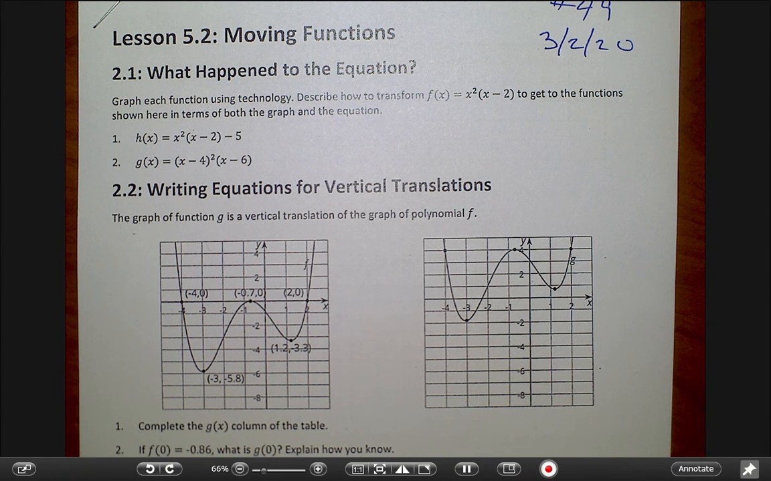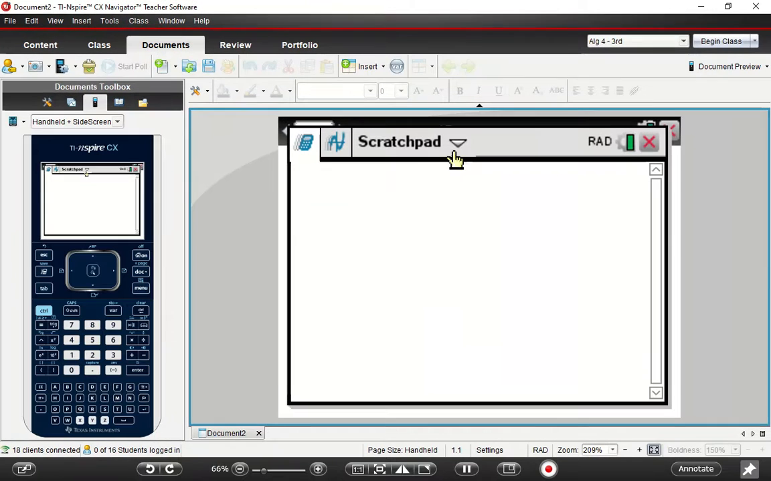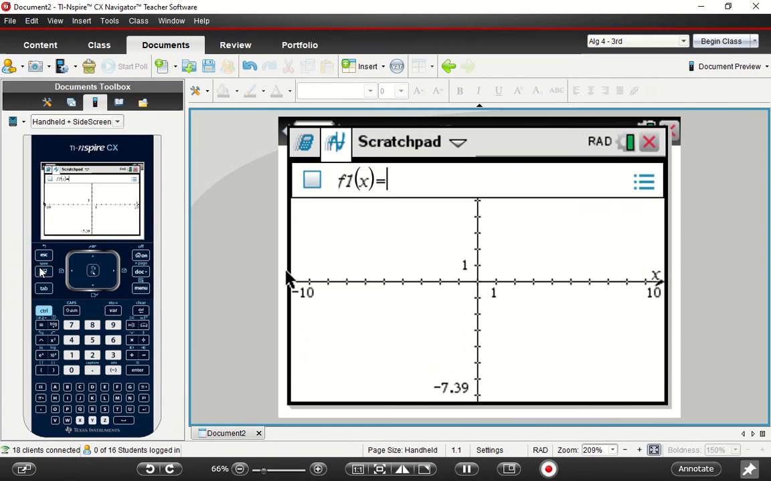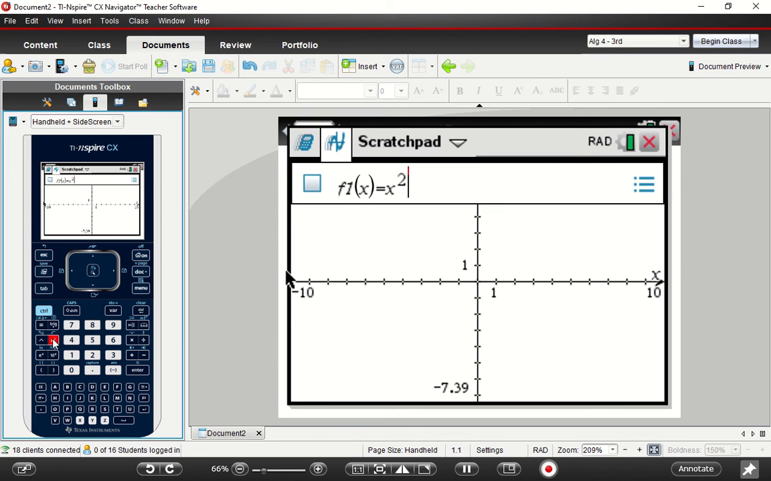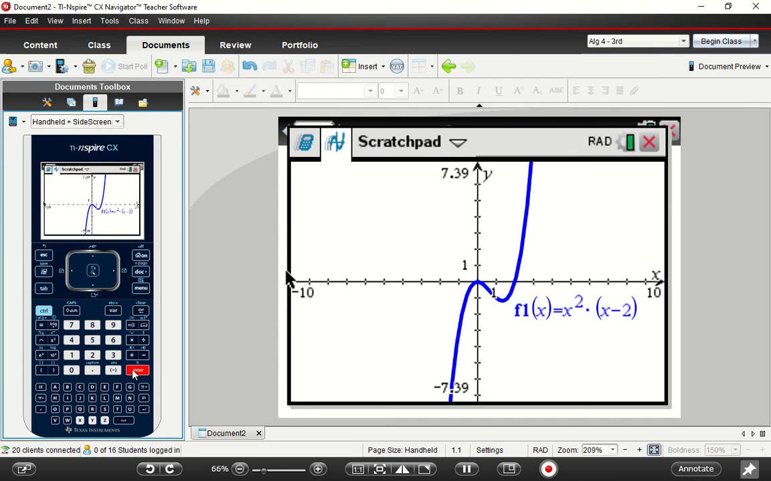So in the calculator, we're going to take a look at my graph right here. We're going to start by entering the first function, f of x. So my f of x function was x squared, open x minus 2. There we go. So that is my original function here. That's the original function. That's what I'm starting with.